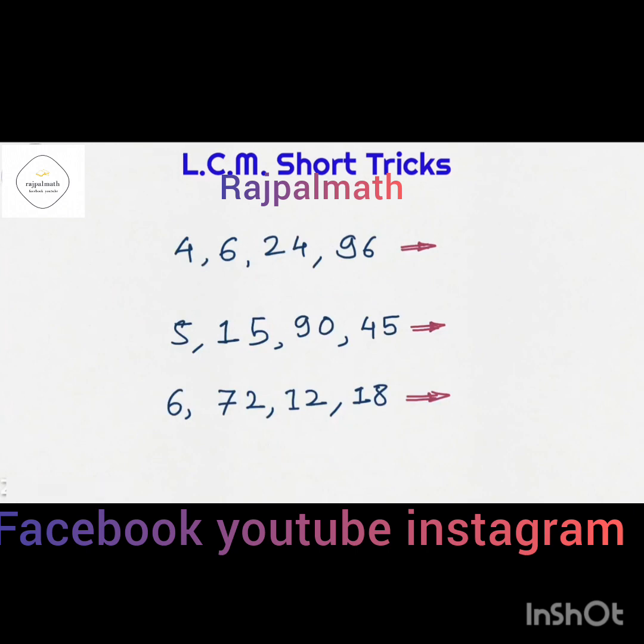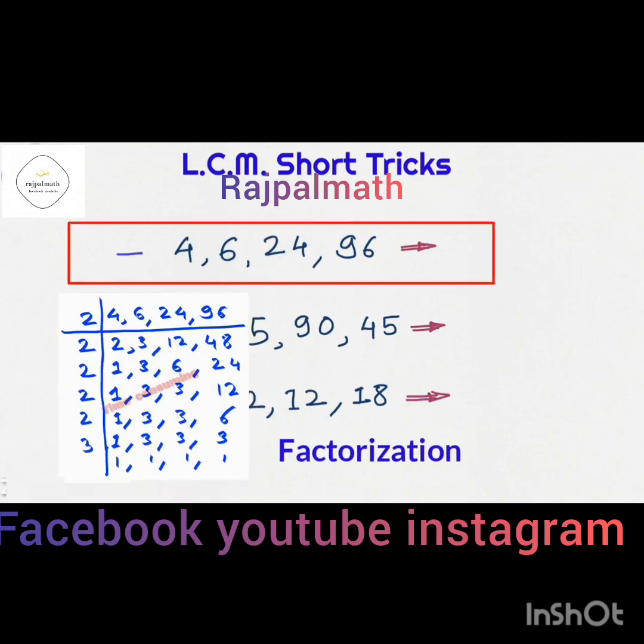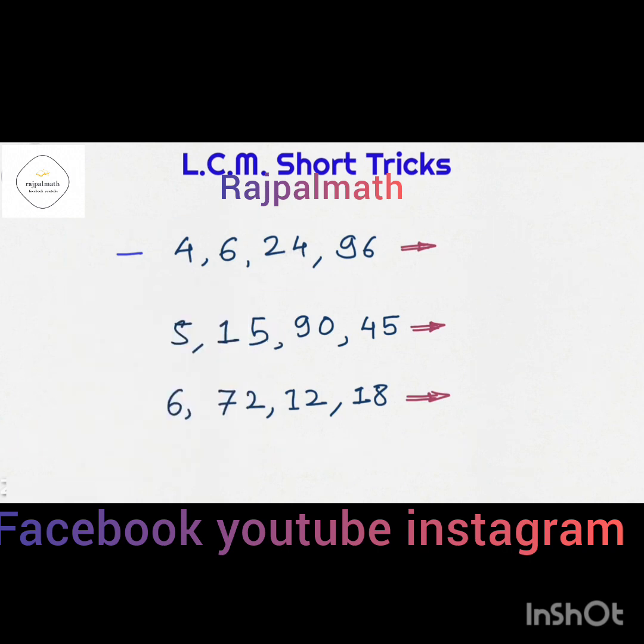Let's solve some LCM problems now. Let's find out the answer, or the LCM, of 4, 6, 24 and 96. If you solve this using the factorization method, it is definitely going to take some time. This method is good at the school level. However, in competitive exams, you must think differently. If you look at these numbers, I can straight away note down the answer as 96. I'll tell you the reason why.